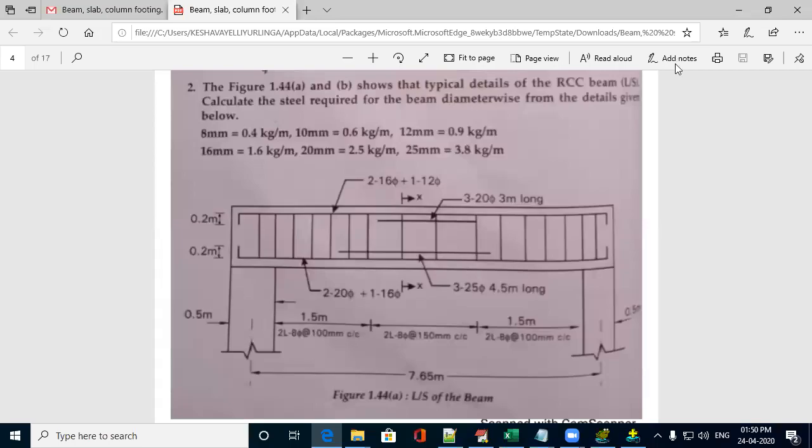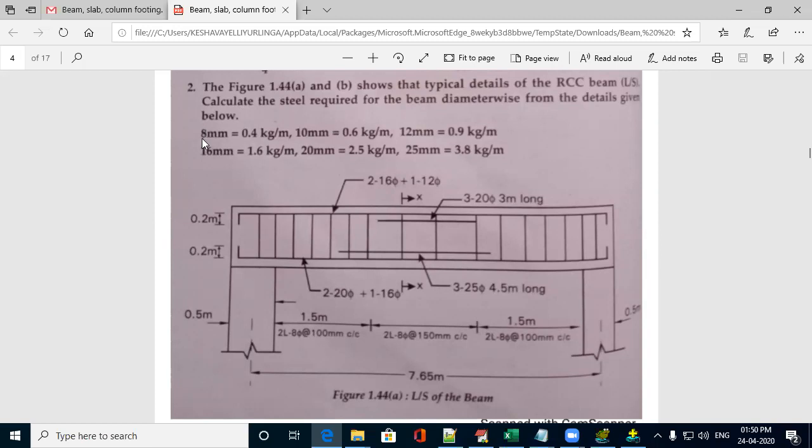Dear students, today I'll show you how to estimate another RCC beam. This is the given beam. They have given the longitudinal section as well as the cross section of the RCC beam. You need to calculate the steel required for the beam, diameter wise, from the details given below.